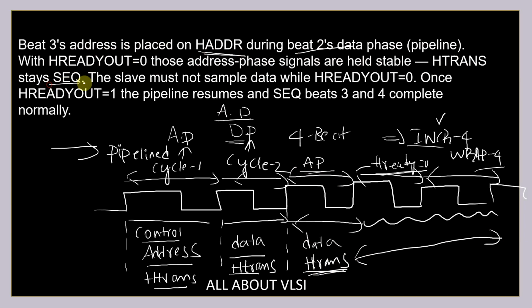So HTRANS stays IDLE only, and the slave must not sample data while HREADY is equal to 0. Once HREADY is equal to 1, the pipeline resumes and the IDLE beats 3 and 4 complete normally.